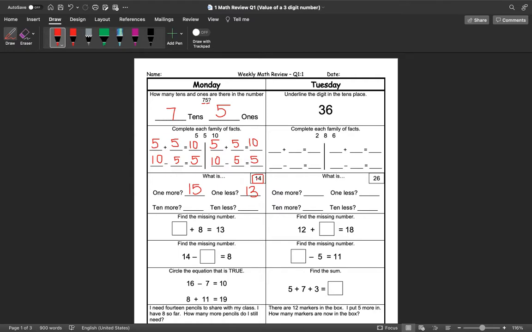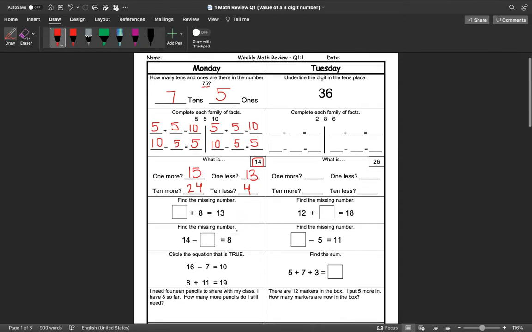To add 10 more, you're going to go down 1 spot on a number chart. So that would be 24. And 10 less would go up 1 spot, which would be 4.